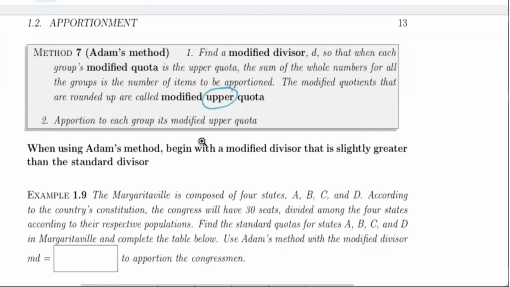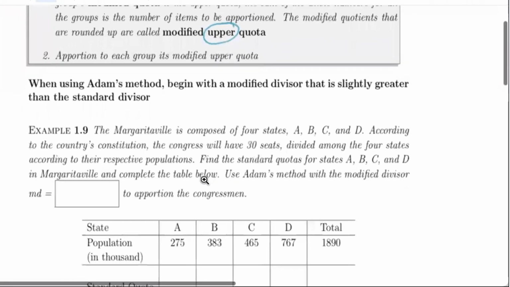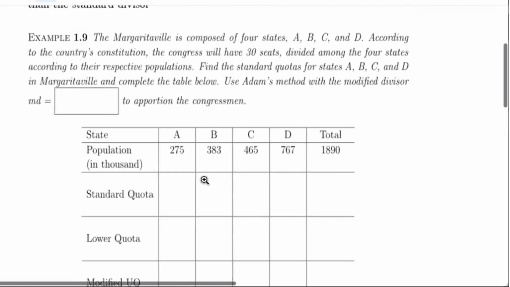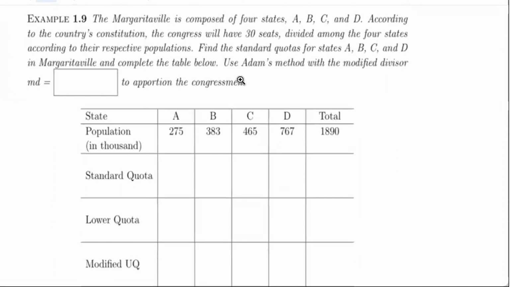So we take a modified divisor and a modified quota. I'm going to go back to the same example that we have. I want to start from the standard divisor and then the standard quota, and then the modified divisor and modified quota. So right here, I'm going to start with the standard divisor, which was 63, I remember.